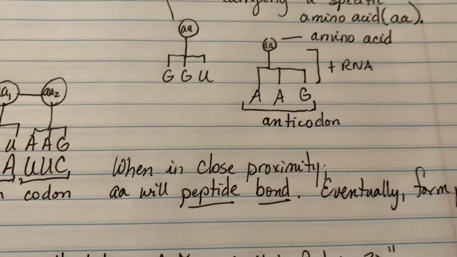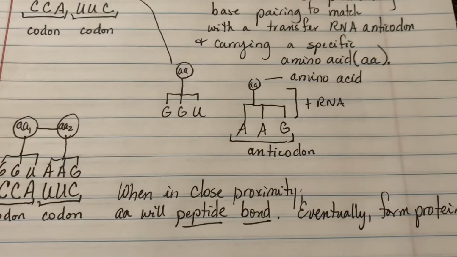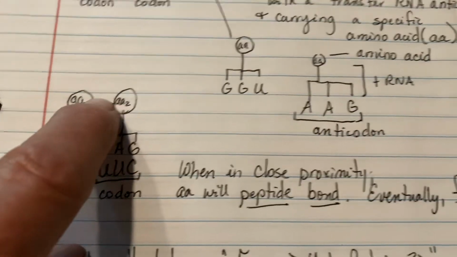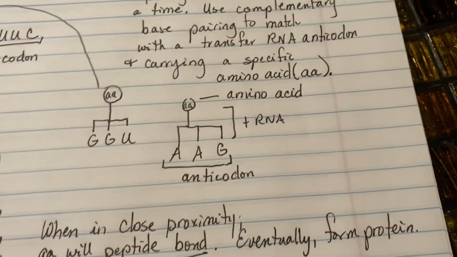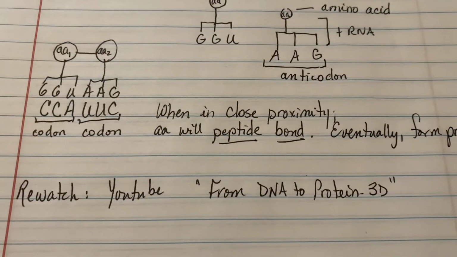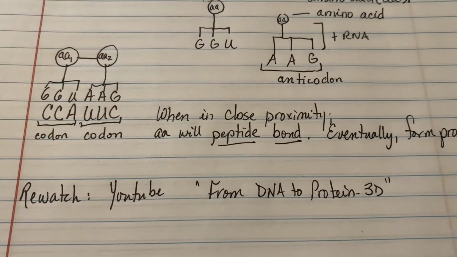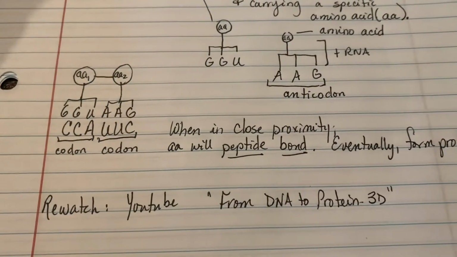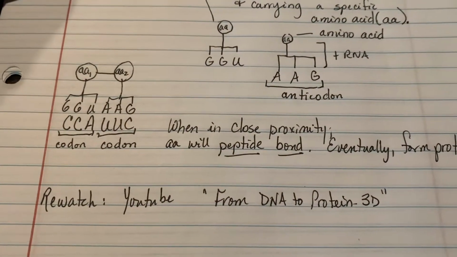And when they're in close proximity, the amino acids will peptide bond with one another. So this is a peptide bond right here. And eventually this forms a protein. Go back to YouTube and watch the video from DNA to protein 3D, and that might be helpful. I'm also going to do another drawing for you.